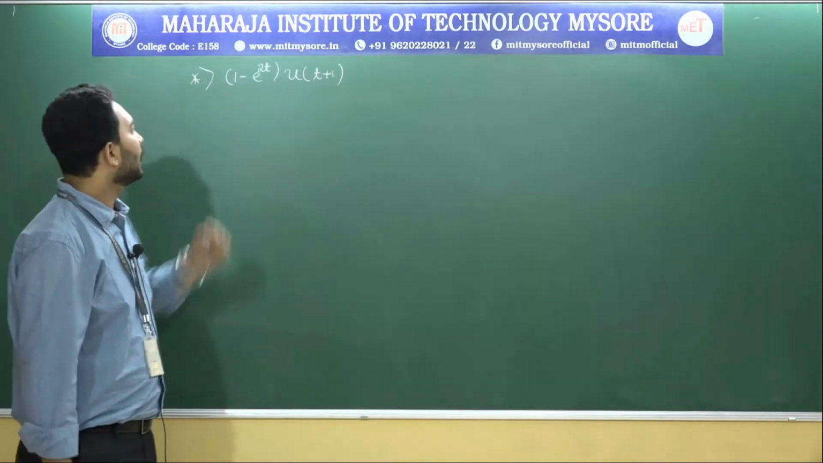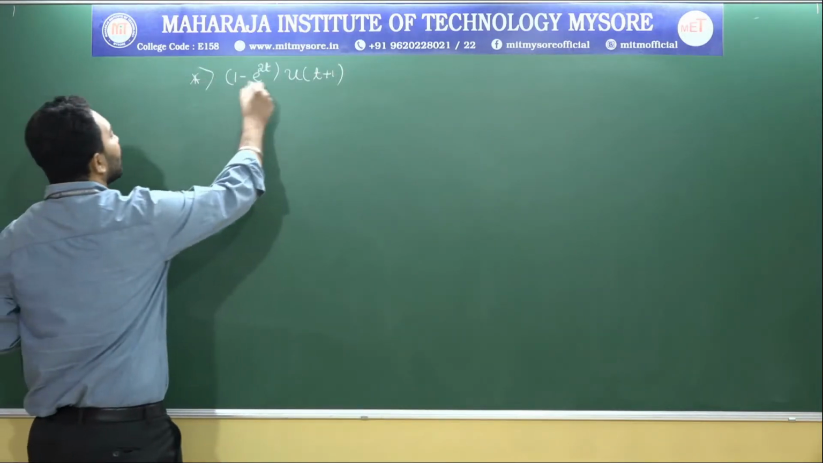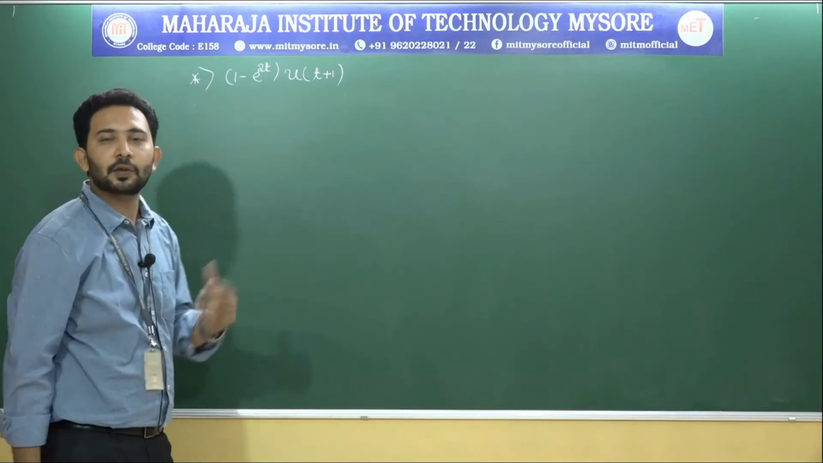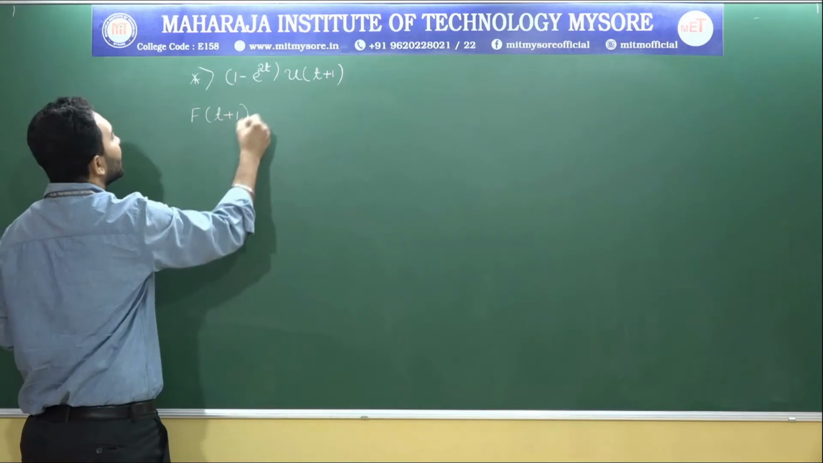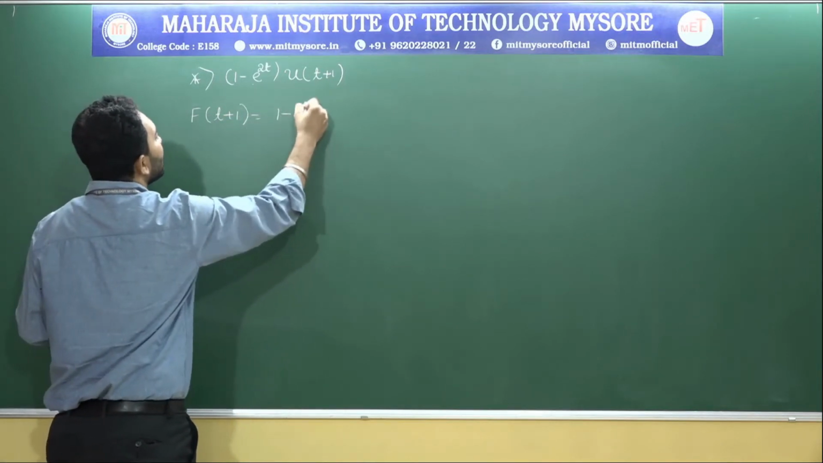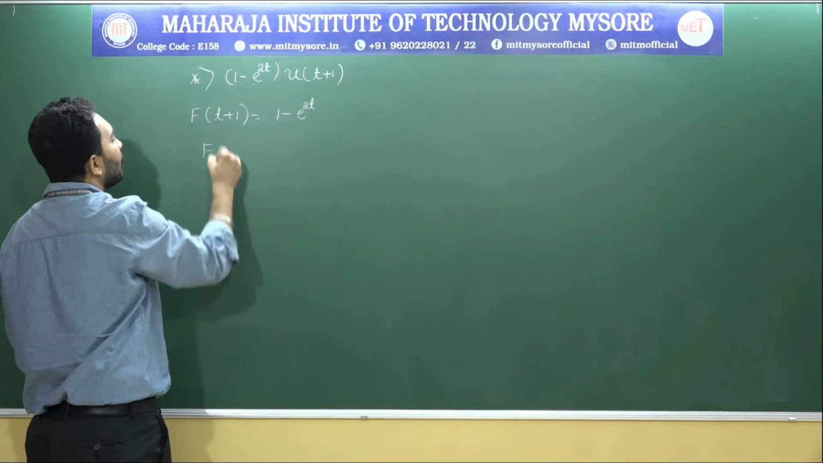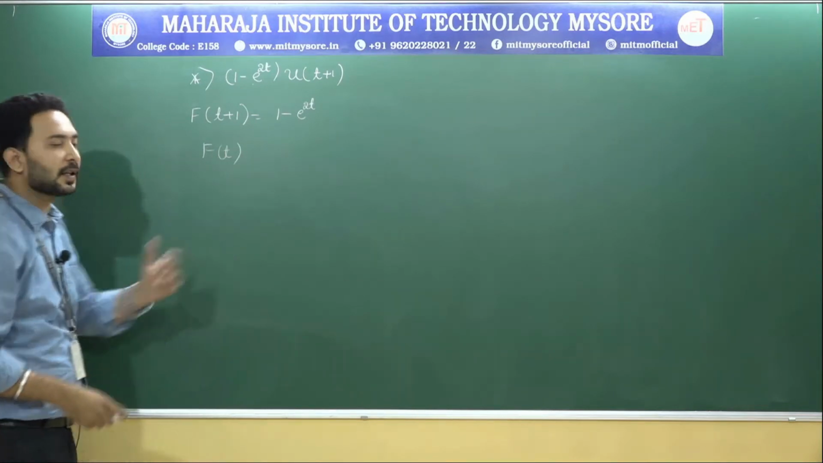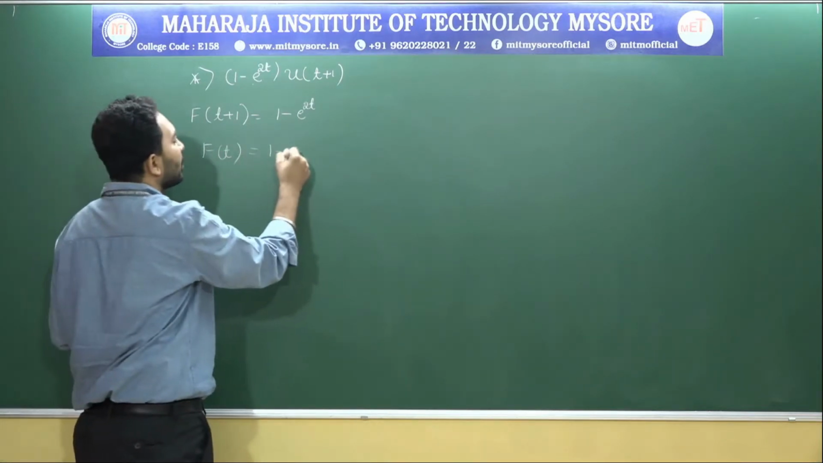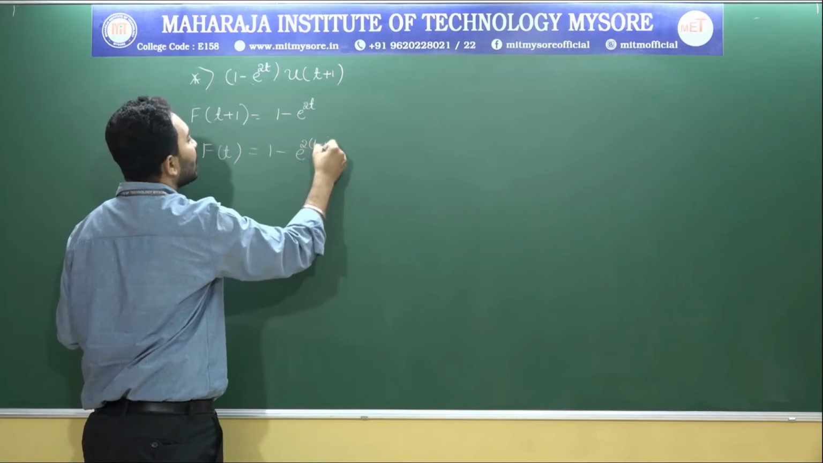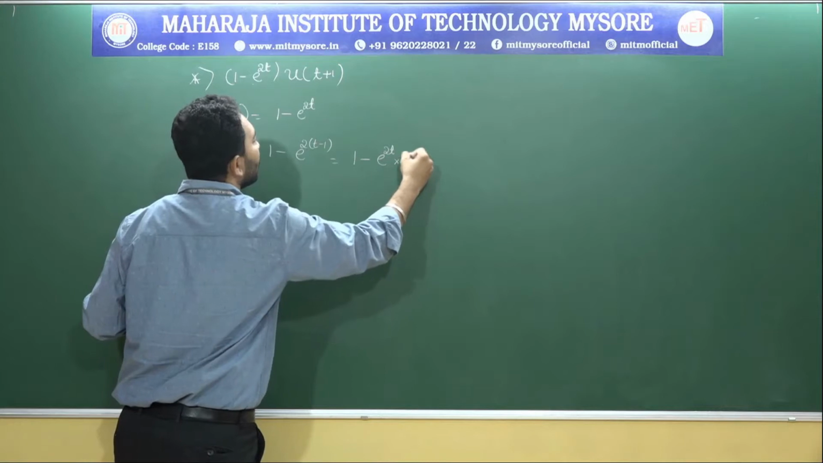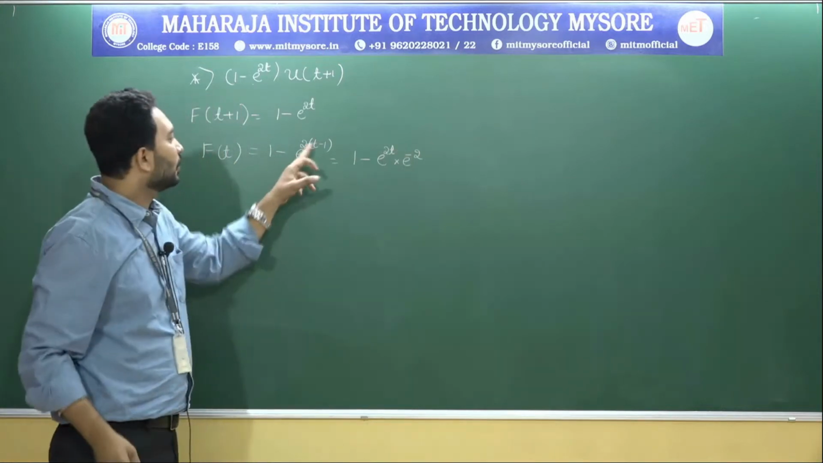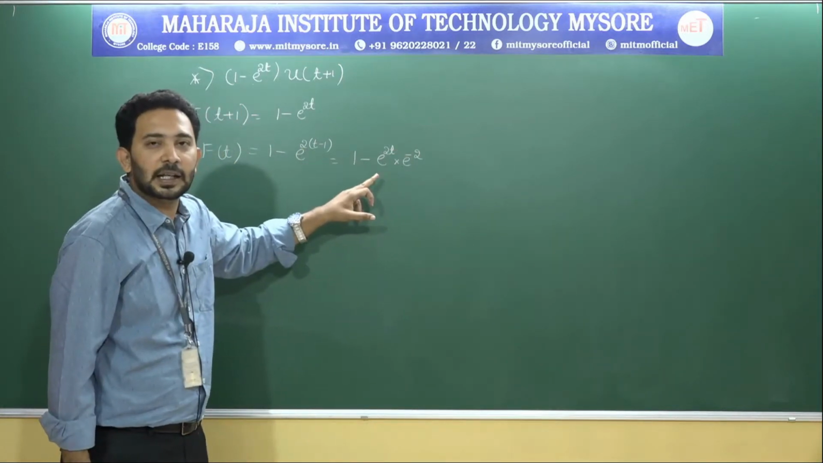Okay. Next I will take one more. 1 minus e power 2t into u into t plus 1. Take f of t plus 1 equals 1 minus e power 2t. I require f of t. So replace t by t minus 1. This becomes 1 minus e power 2 into t minus 1 equals 1 minus e power 2t into e power minus 2. So 2t minus 2, mathematical indices. Okay.